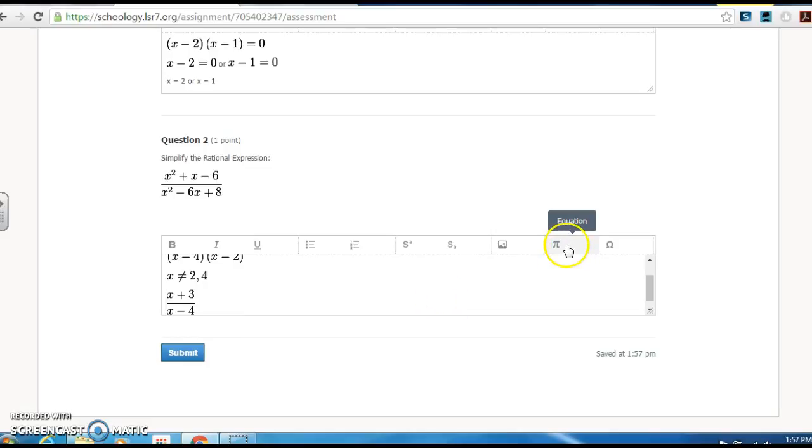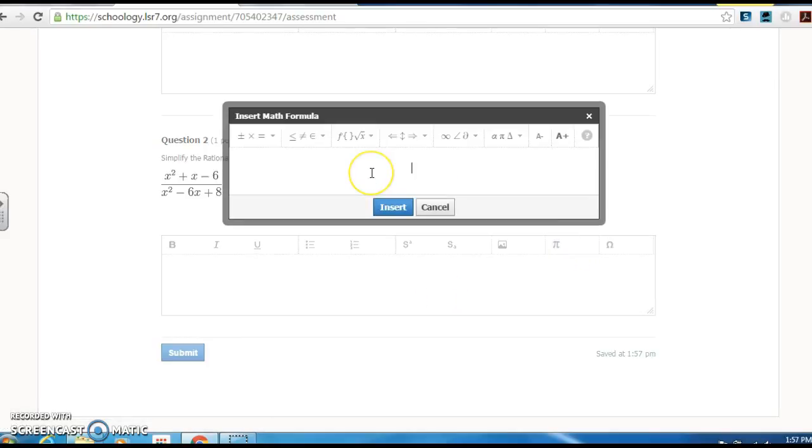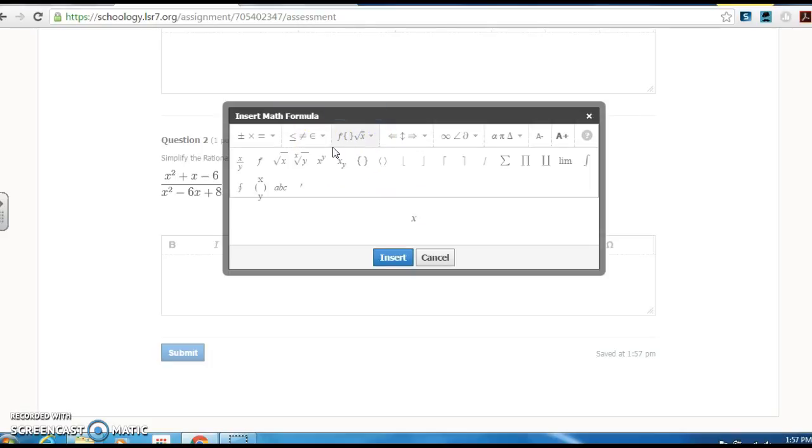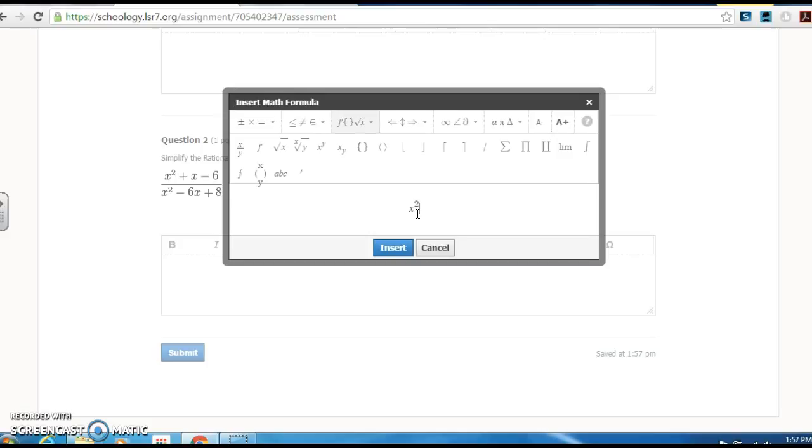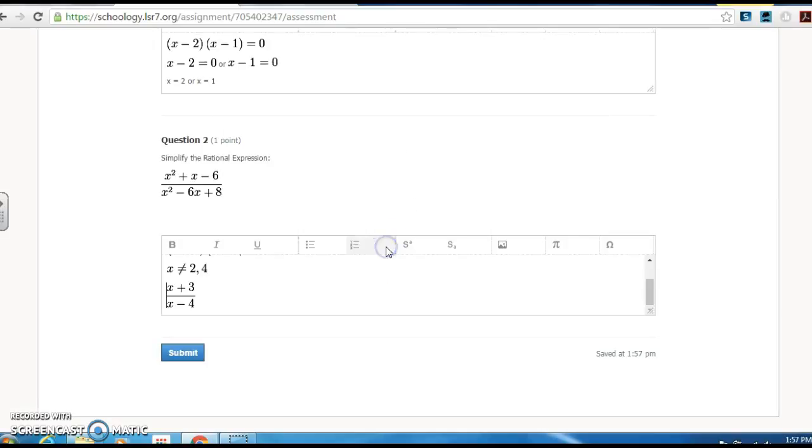Some other functions of the equation editor are exponents. I'm not going to use this, but if I want x squared, I've got to type in x, and then I'm going to use this button here to show there's an exponent, and then I can type in 2, and then it looks like that. That doesn't answer this question, but that's how you use an exponent.